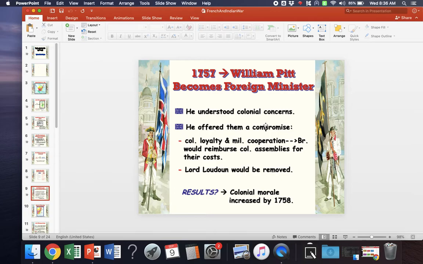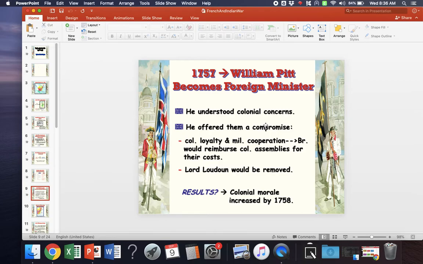So William Pitt becomes foreign minister. He understands the colonial concerns. He says, I'll give you a compromise. If we can have your loyalty and your military cooperation, I mean, you fight with us, we will reimburse all the colonial assemblies for all the cost. And Lord Loudoun would be removed. They hated that guy. So the result, sure, we'll help you. We want to kick them out too. We'll help you. We'll be on board. And colonial morale increased by 1758.